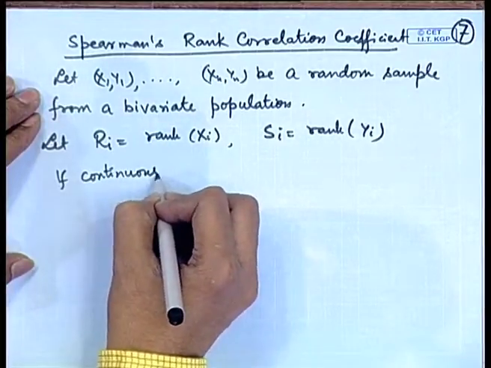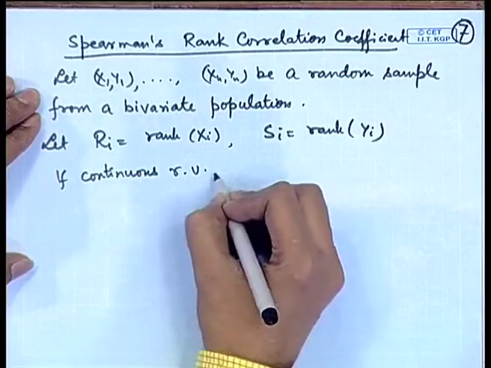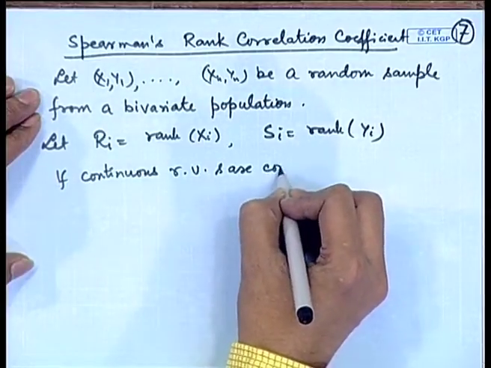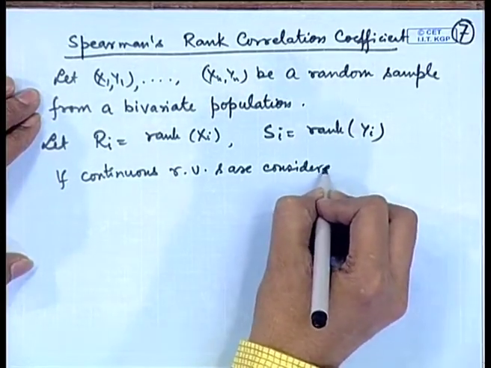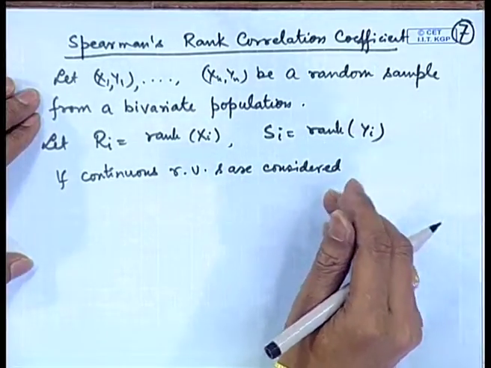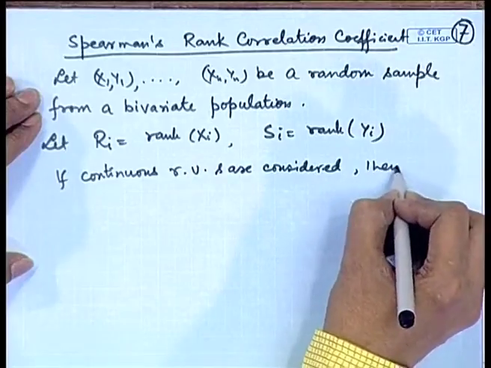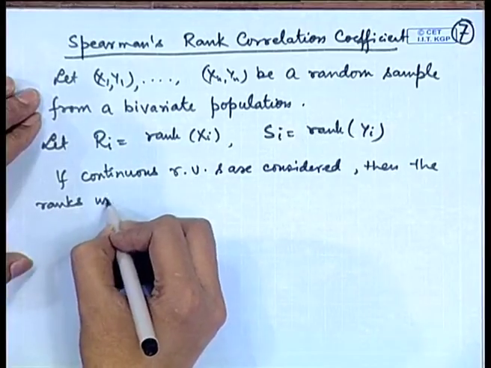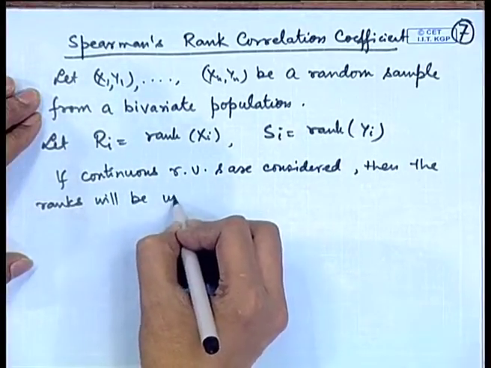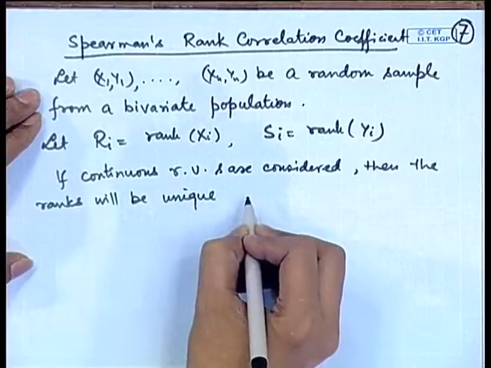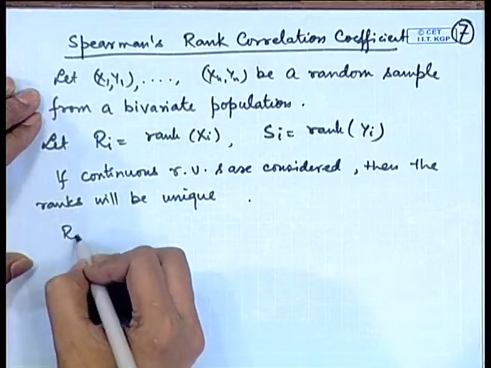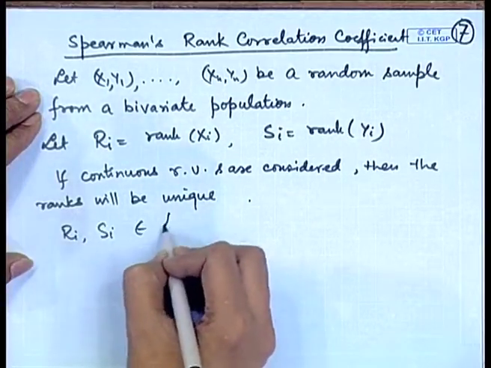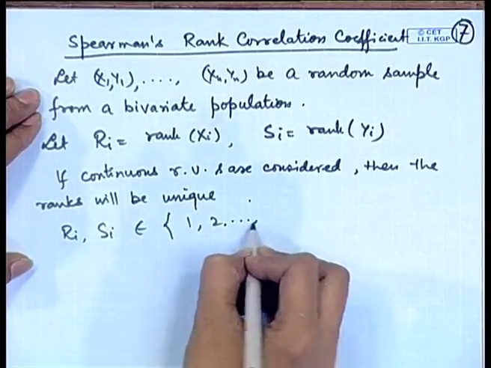So, if continuous random variables are considered, for example, I considered heights, weights, incomes. These are all continuous random variables. Then the ranks will be unique. So, Ri, Si both will belong to the set 1 to n.